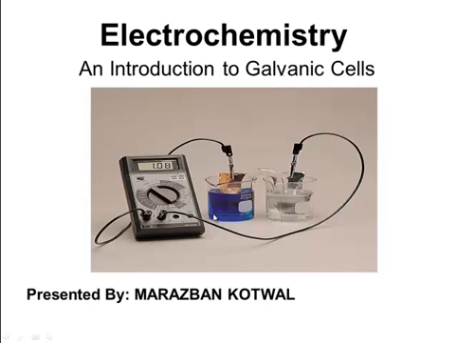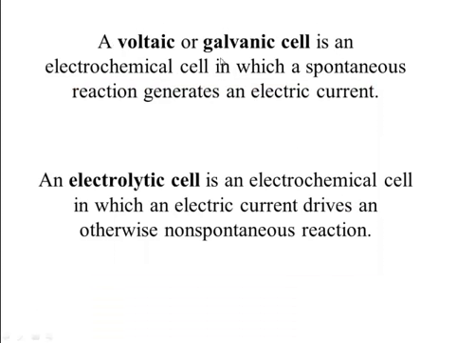Now first of all, what is a galvanic cell? I am sure you all have studied in the lower classes that a galvanic cell is a cell in which chemical energy is converted into electrical energy. So a voltaic cell or a galvanic cell is an electrochemical cell in which a spontaneous reaction generates an electrical current. Other way around, if electricity or current is passed through a solution and it brings about a reaction, then it is called an electrolytic cell. So basically in an electrolytic cell, an electric current drives a non-spontaneous reaction.